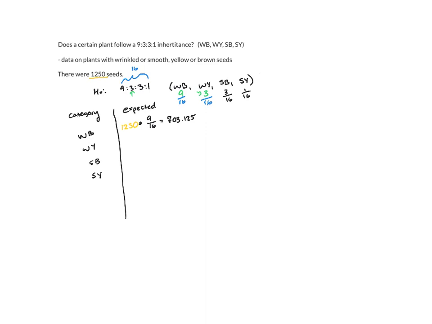For the next one, I'd multiply 1,250 by 3 over 16, because that's the ratio that goes with it. And when I do that, I'm going to get 234.375. When I do the one for smooth brown seeds, it's got the same ratio as wrinkled yellow, which means it's going to end up with the same number, 234.375. The final thing I'll do is plug in the last one, which will be 1250 times 1 over 16, which will give me 78.125.